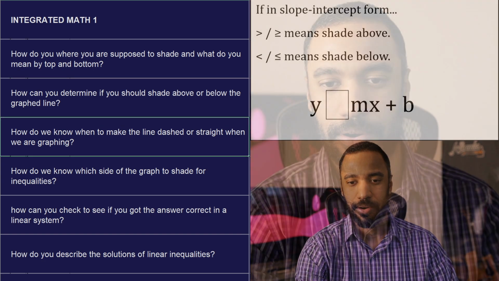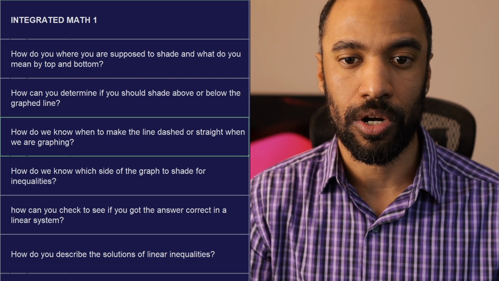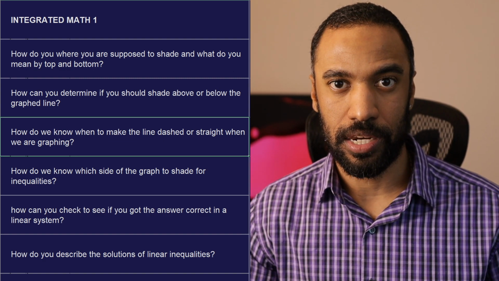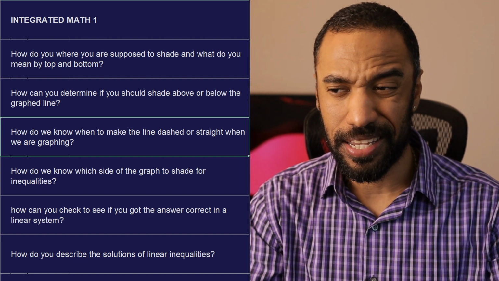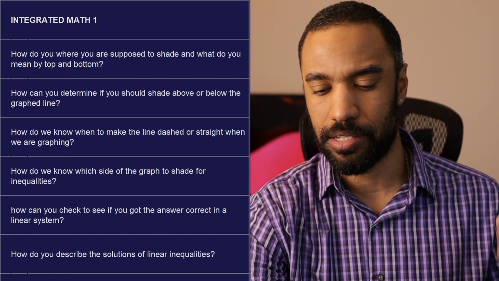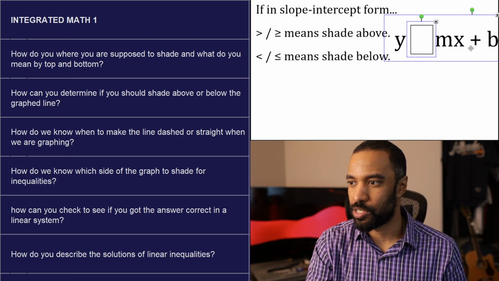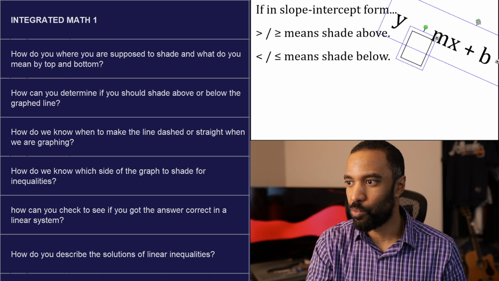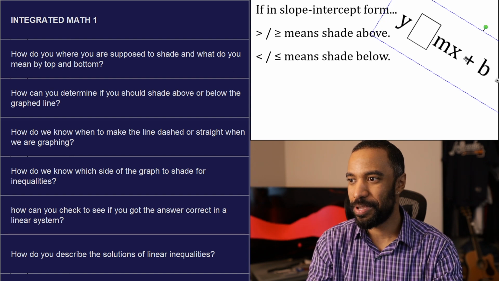The next question here asks, how do we know when to make the line dashed or straight when we are graphing? Now, again, this has to do with inequalities, guys. The same stuff that I was talking about before, and I guess I need to add on to this. I'll add on to this page right here to answer that. So let me move this to the side. Whoa, hold on a second. Let me group you all together. There we go.